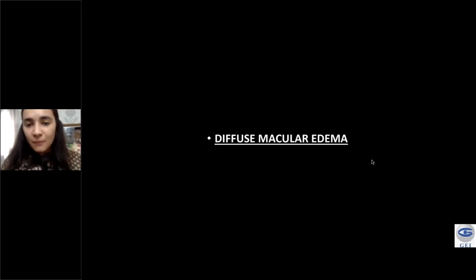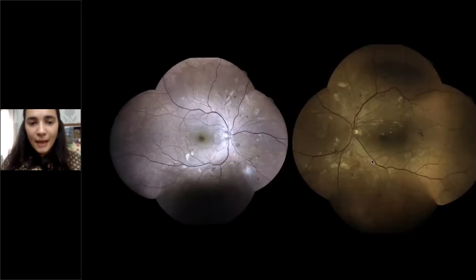Coming on to the last type of maculopathy I'll be talking about, diffuse macular edema. So again, diabetic, hypertensive, you see those typical cotton wool spots in the periphery. You see a lot of these hemorrhages. You may notice a difference in the color of the images between the two. That's primarily because the right eye is pseudophakic and the one on the left is phakic.